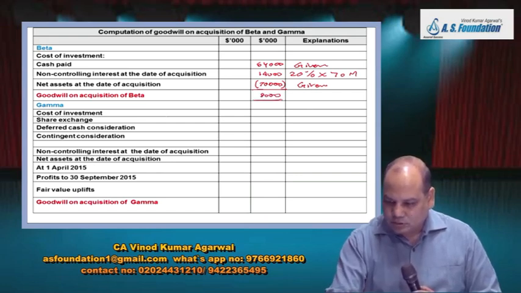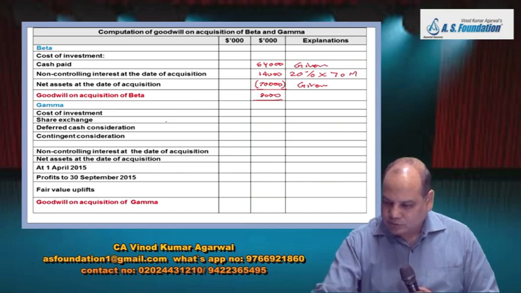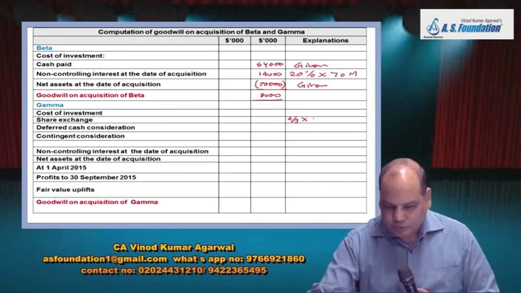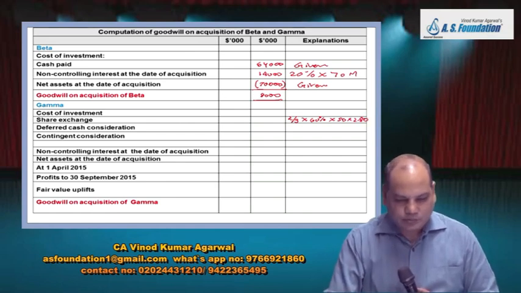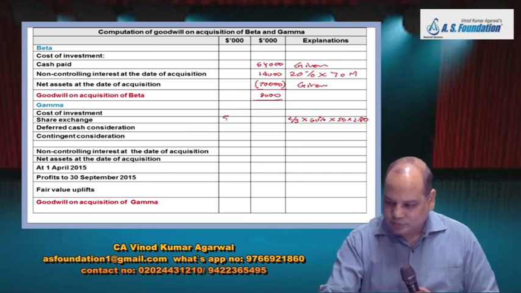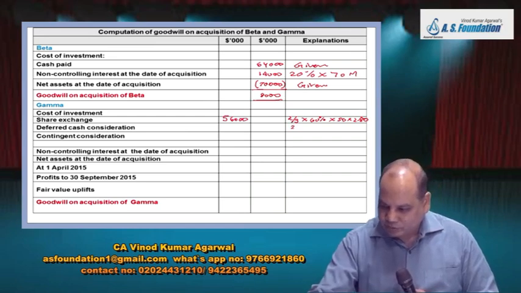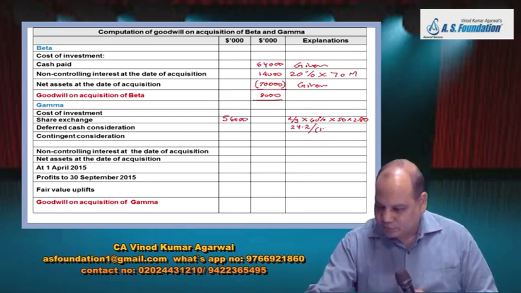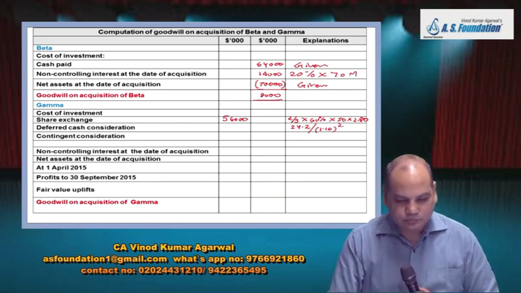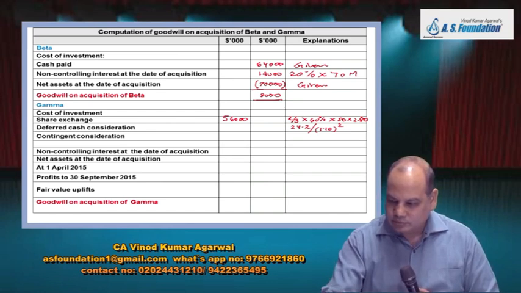Then in gamma, share exchange 2/3 into 60% into 50 into, what is the rate? 2.8. So final effect 56,000. Deferred cash consideration 24.2 divided by 1.10 to the power 2. So how much is that? 20,000.